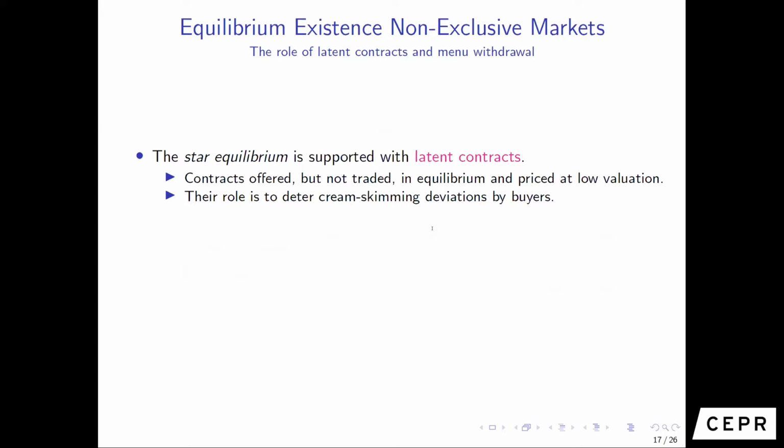Let me discuss a little bit equilibrium existence and uniqueness in our setting. Here we have two important things that support equilibrium. One is the presence of latent contracts, okay? These are contracts that are offered but are not traded in equilibrium. In our particular case, they need to be priced at low valuation, okay? What this means basically is that the seller can always issue cash flows at low valuation. The role of these latent contracts, which is relatively standard in non-exclusive market equilibria in general, but in particular in this setting, is to deter cream skimming deviations by buyers. It relates a little bit to the proof I did for no separation. The idea is that here you can never cream skim because the low type can always mimic whatever you intend for the high type and get rid of the rest, because it's always priced at low valuation. So someone is willing to purchase these cash flows at low valuation. So these latent contracts are important.